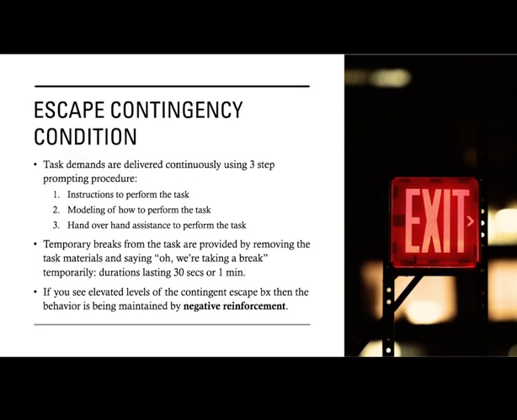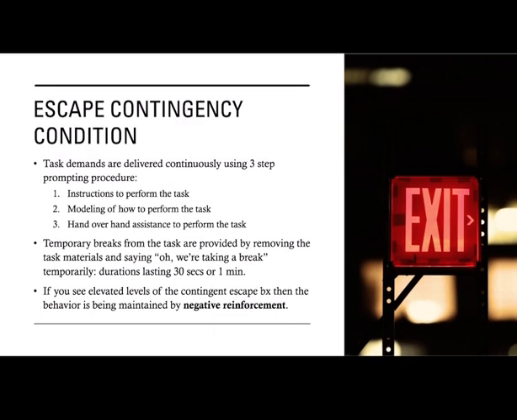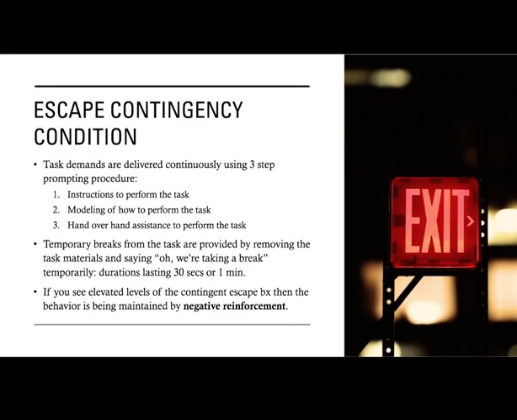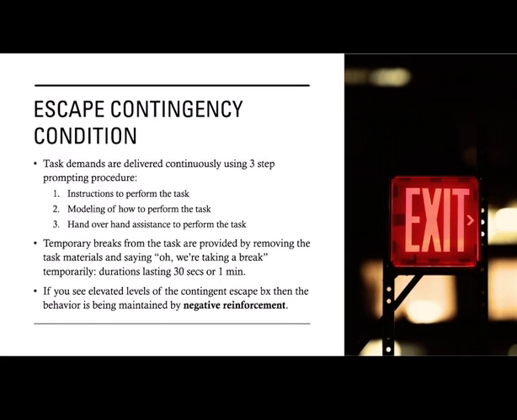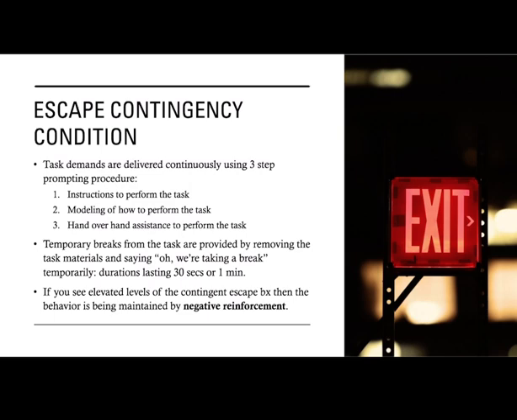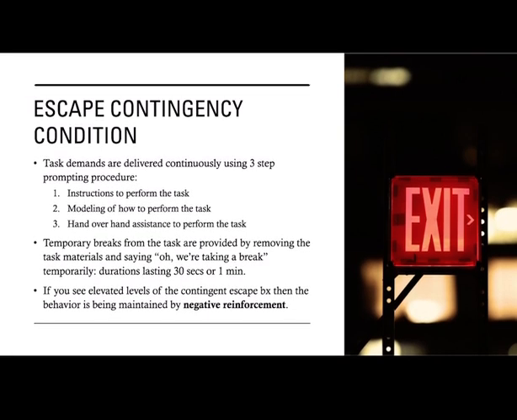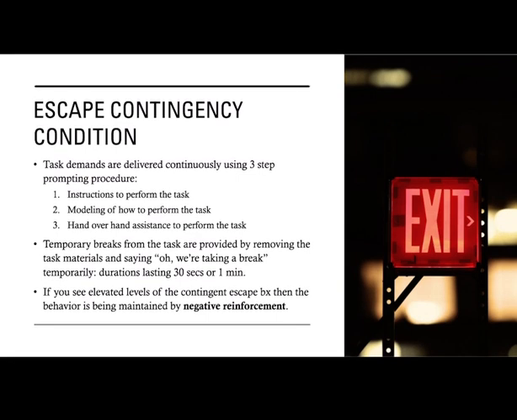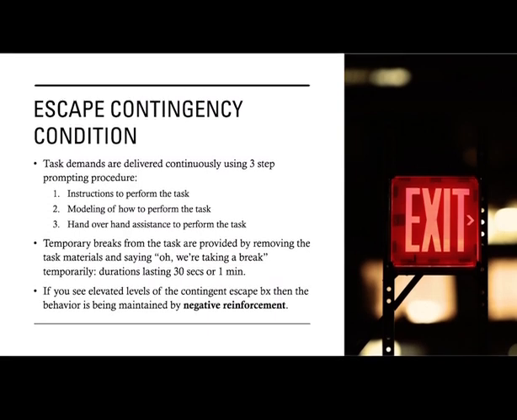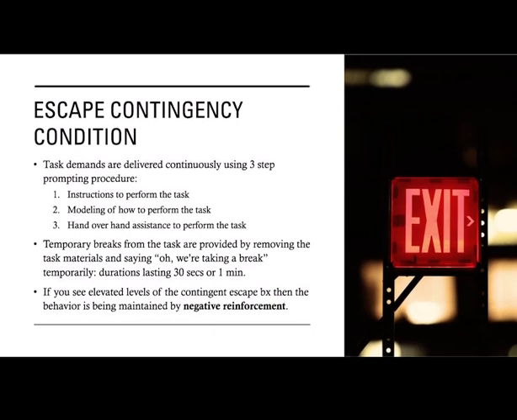Escape contingency condition. So the setting is task demands are delivered continuously using a 3-step prompting procedure. 1, instruction to perform the task. 2, modeling how to perform the task. 3, hand-over-hand assistance to perform the task. And when the problem behavior is engaged in, a temporary break is going to be provided by removing task materials and saying, "Oh, we're taking a break." And this break duration should only last 30 seconds or a minute. If you see elevated levels in the contingent escape condition, then the behavior is going to be maintained by negative reinforcement.